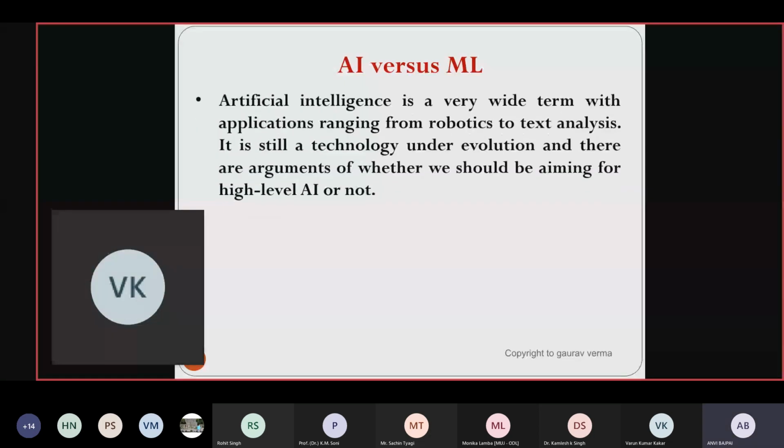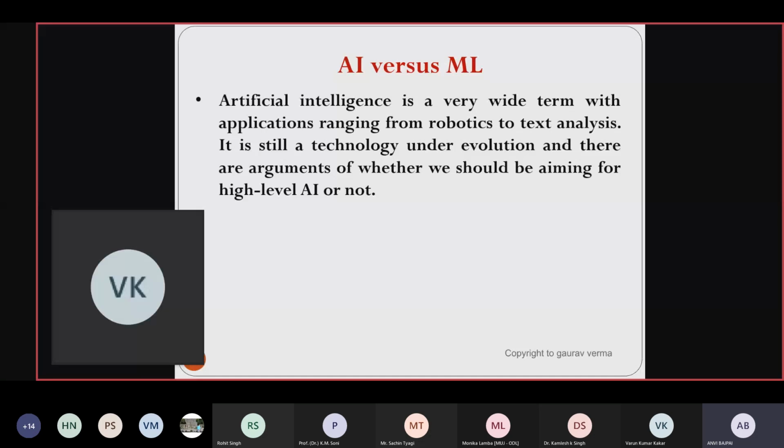Actually, artificial intelligence is a wide term, with applications ranging from robotics to text analysis. What is the meaning? Basically, AI is a big word, and it comprises many things. Machine learning is nothing but a subset of AI. It is a small part of AI. Presently, what we have learned and what we are aware of about these two terms, AI and ML, is actually all ML.